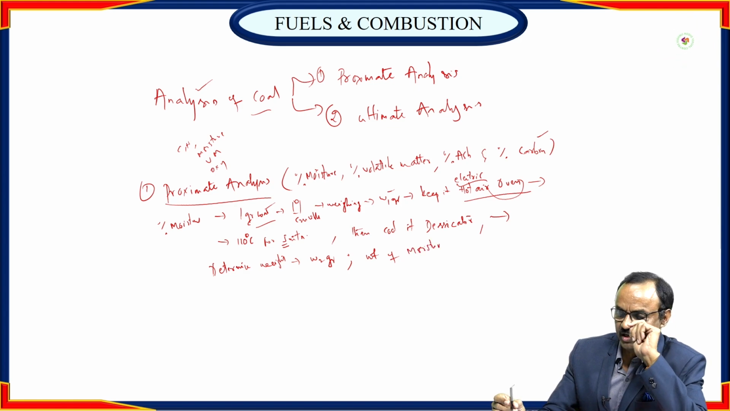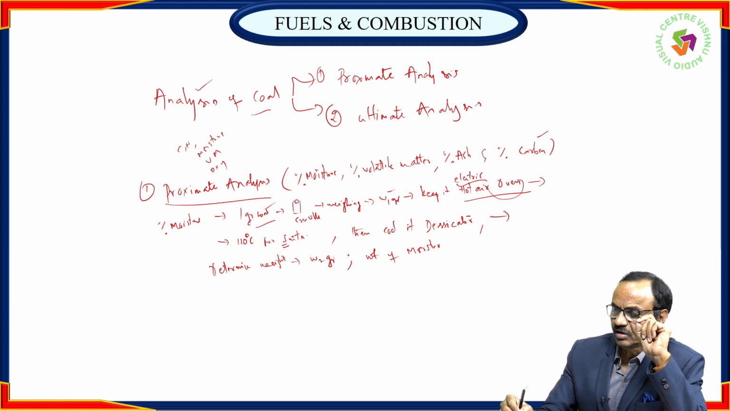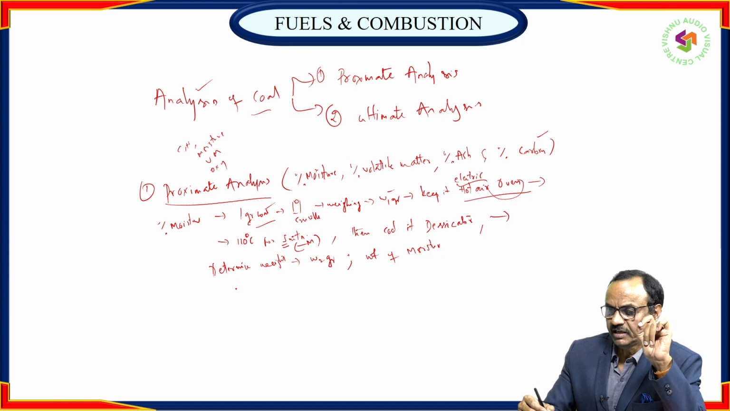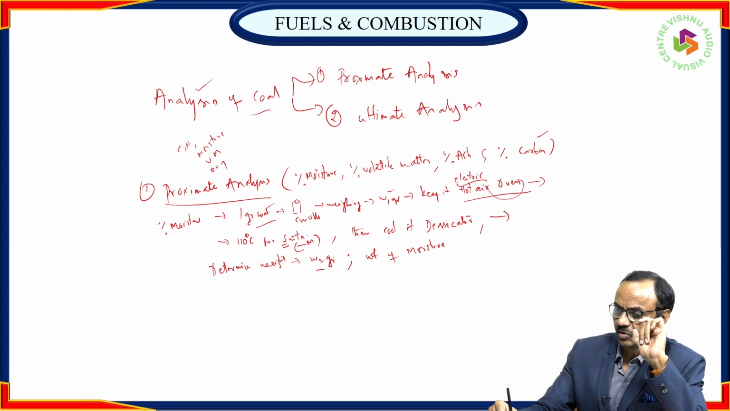The initial weight of the bottle along with coal is called W1. After keeping it in the oven and heating it to 100 degrees centigrade for 5 minutes, the moisture is removed. Then cool it in the desiccator and determine the weight. Let W2 be the weight of the bottle, crucible and remaining coal. So the weight of moisture is equal to W1 minus W2 grams.